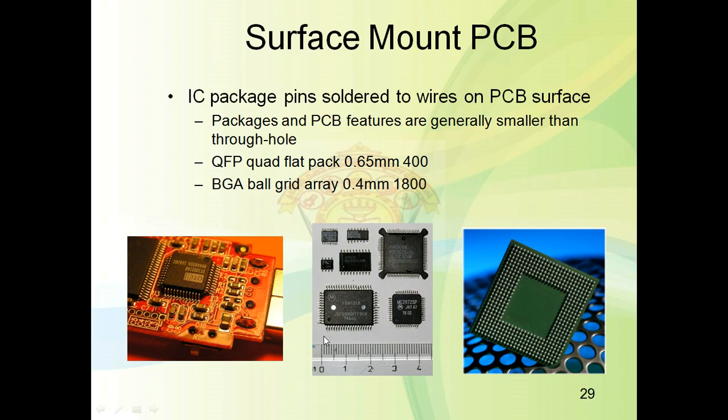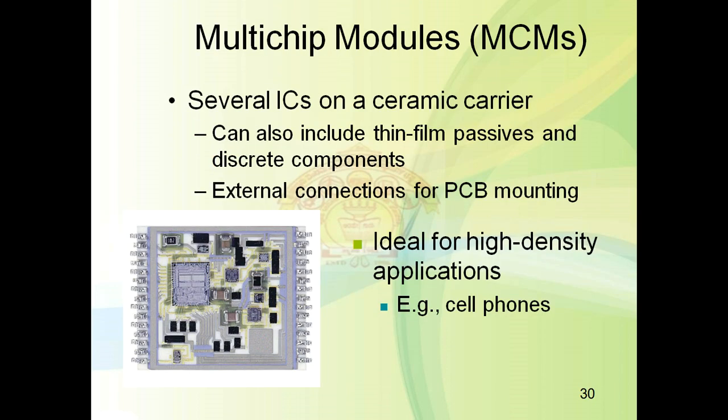Another type of PCB you can see is the multi-chip module, MCMs. Several ICs on a ceramic carrier. There are a number of ICs connected on a ceramic carrier. Here, instead of connecting a larger number of ICs on a PCB, these components are mounted on a silicon wafer, on a substrate, and then the connections will be made.